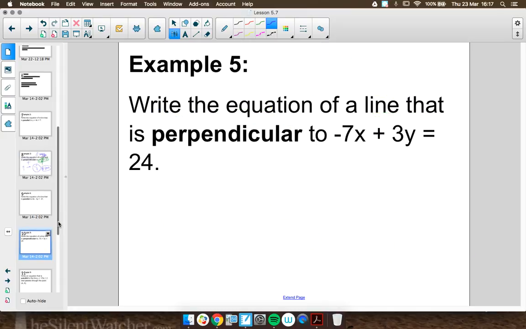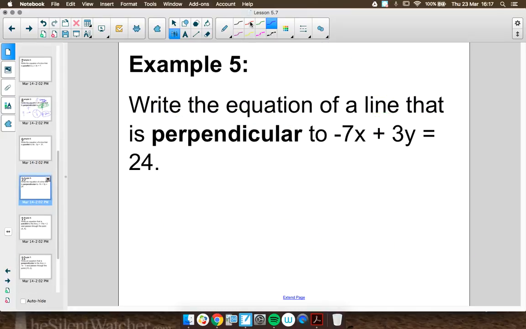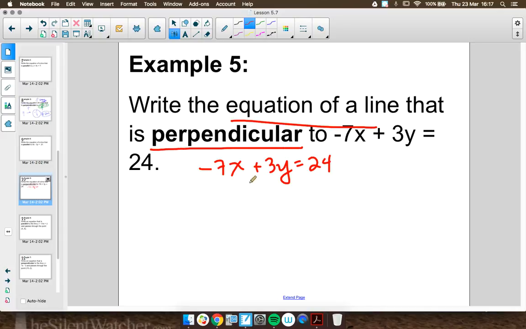Let's look at this problem that we went over. That was also a bit tricky. So we have negative 7x plus 3y is 24. And now we need to write an equation of a line that is perpendicular to this line. But before we can do that, we need to figure out what the slope is of this red line. So we're going to add 7x to both sides because I need it to be in slope-intercept form. So y equals mx plus b form.